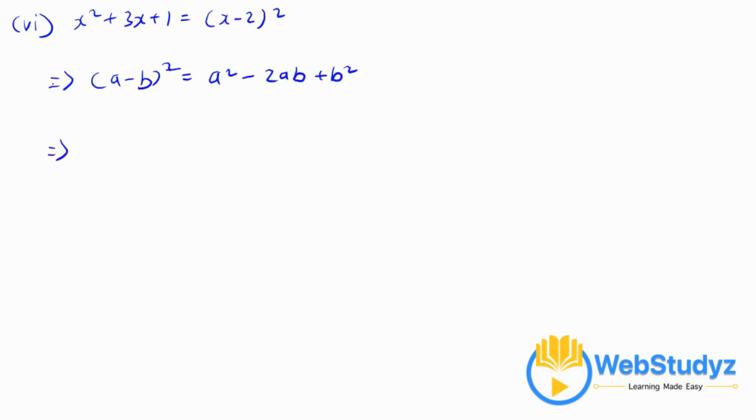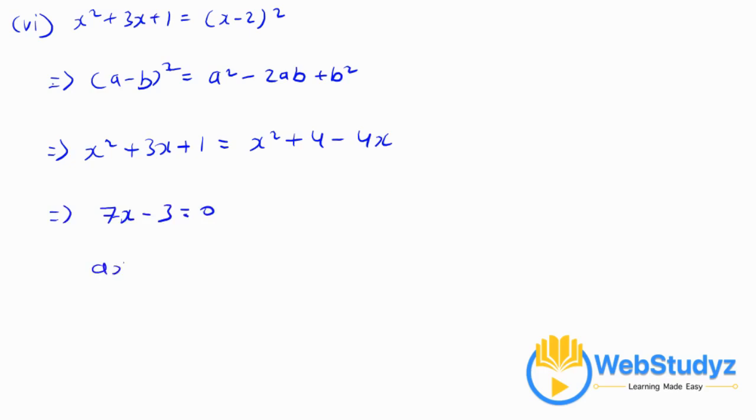Now move on to the sixth one, that is x² + 3x + 1 = (x − 2)². Further solving this by applying the formula (a − b)² = a² − 2ab + b². If we use this identity here, we get x² + 3x + 1 = x² + 4 − 4x. Further solving this, we get 7x − 3 = 0.